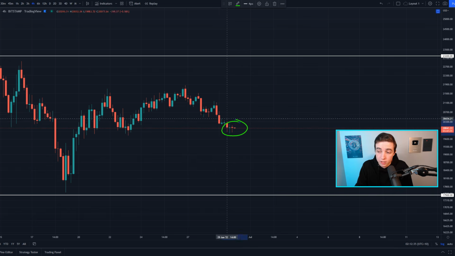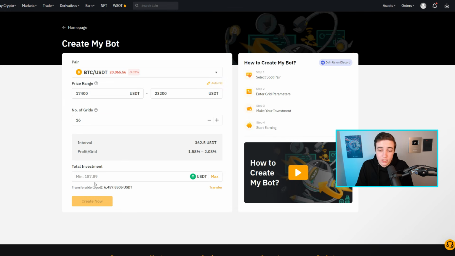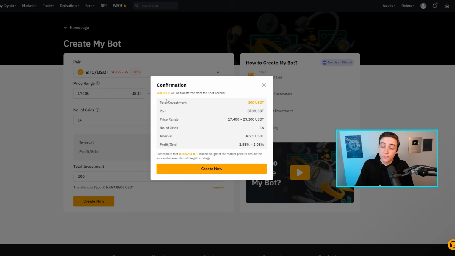So right here, using these numbers, this has popped out a minimum USDT amount for this trading bot of around $187. So let's just say for this video, I put in 200 USDT into this trading bot and click create now. It gives us this final confirmation window showing us what we're actually getting into, and it also tells us how much Bitcoin will initially be bought the moment we create the trading bot.